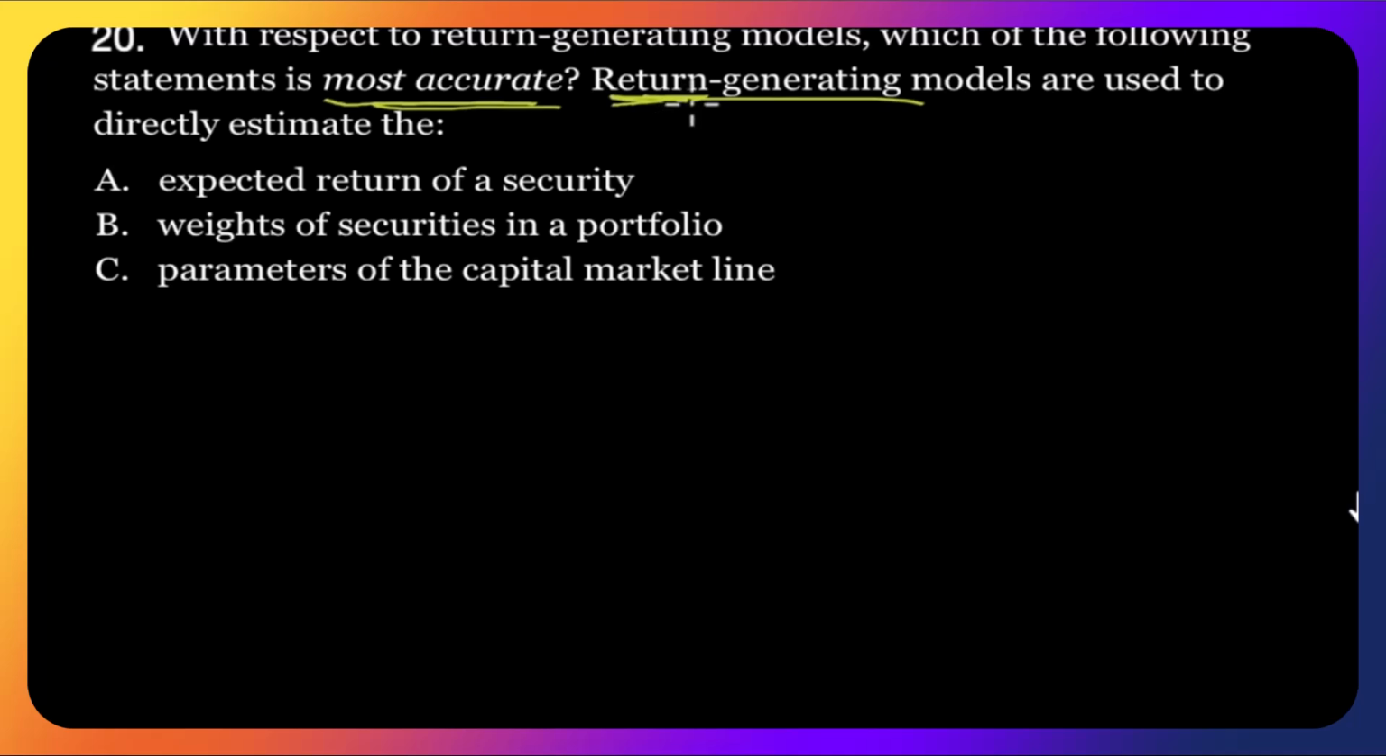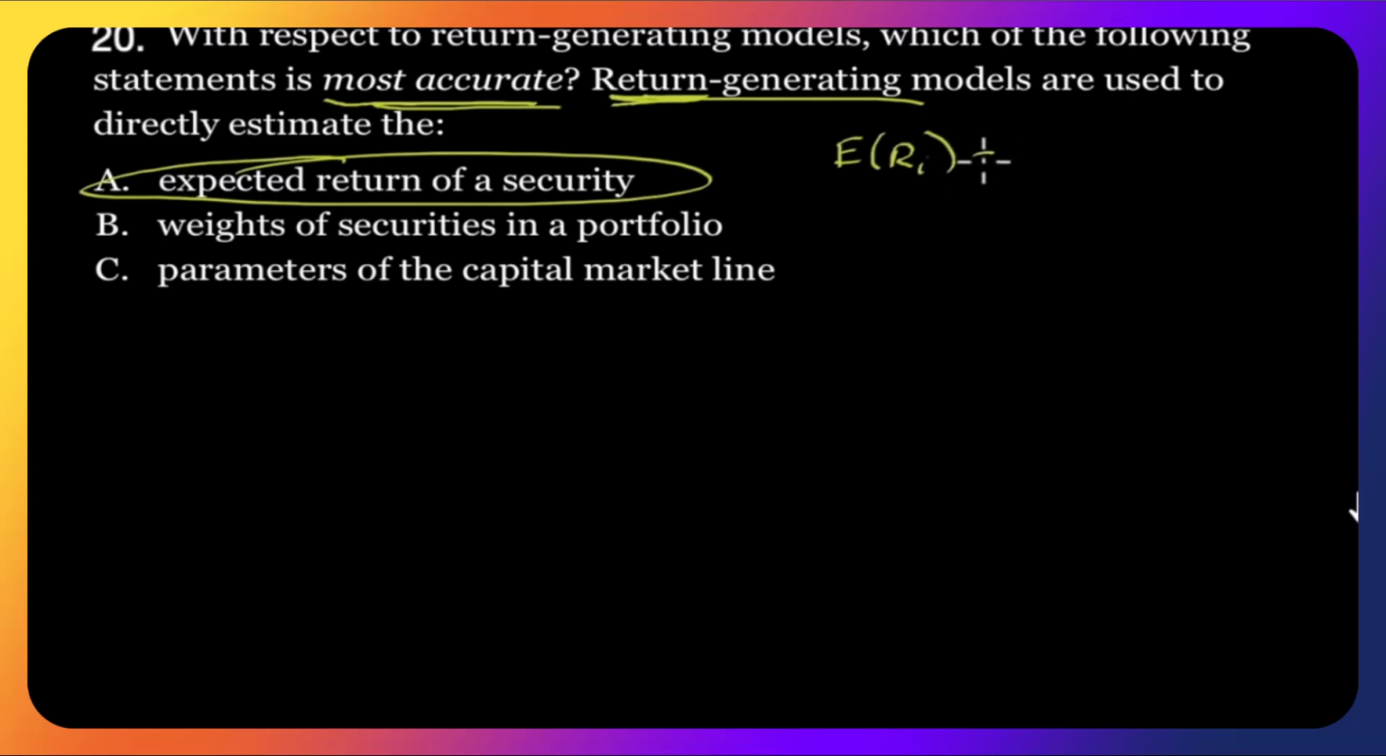Well, if it's a return generating model, it must be a model that helps me generate returns. Expected return of a security. Let me write it out, see if that's what it does. Remember, the expected return is RF plus beta (RM minus RF). What is that giving me? An expected return.